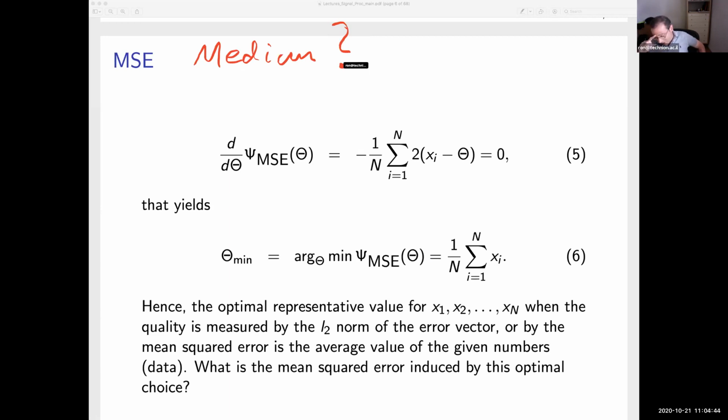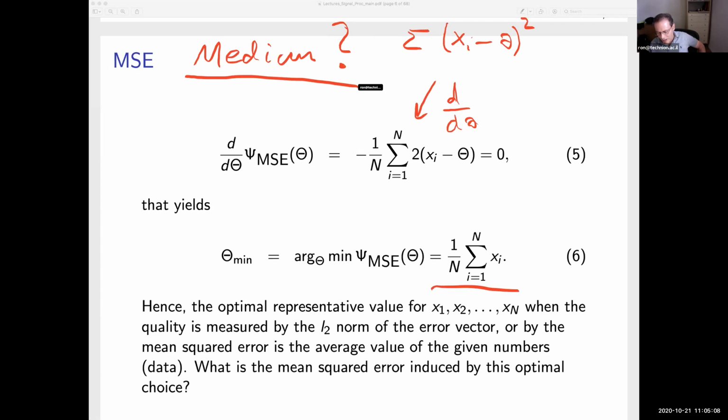Remember that the way that we got the average is by defining the sum over x_i minus theta squared, and then taking the derivative with respect to theta, what we got is the mean. So now I'm looking for another way, something which would not be called MSE, but rather something else, from which I can somehow extract the median. Anyone has any ideas?